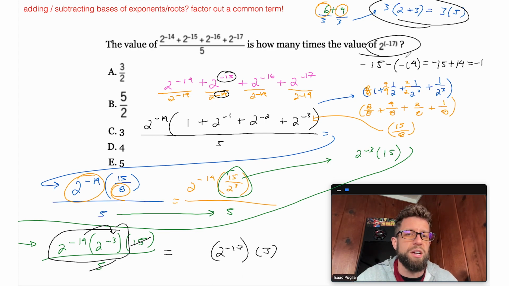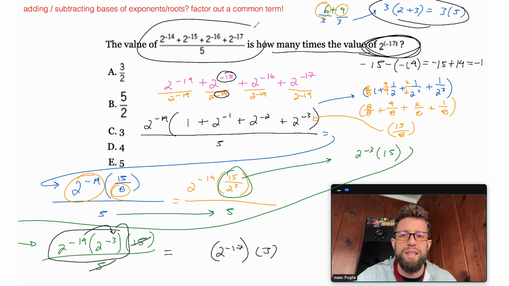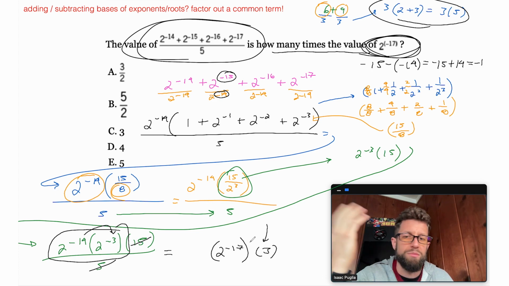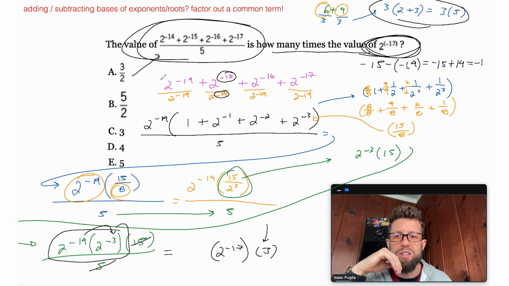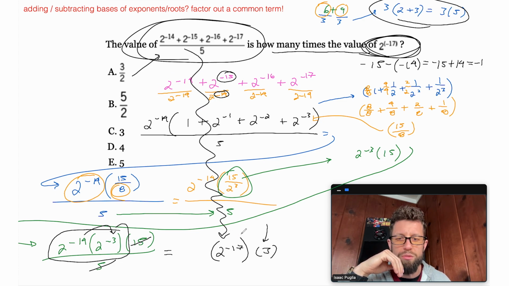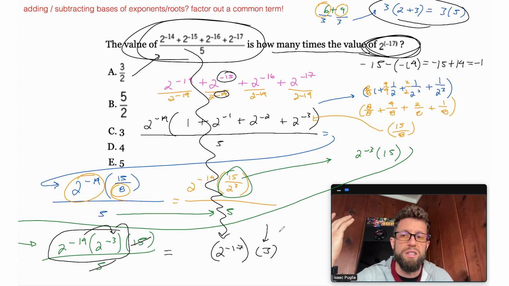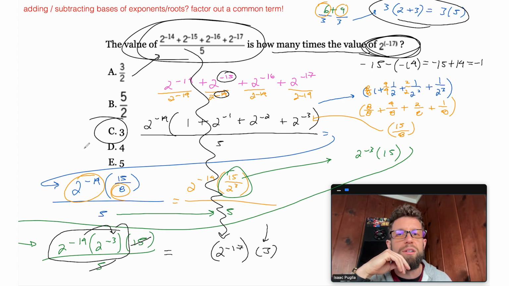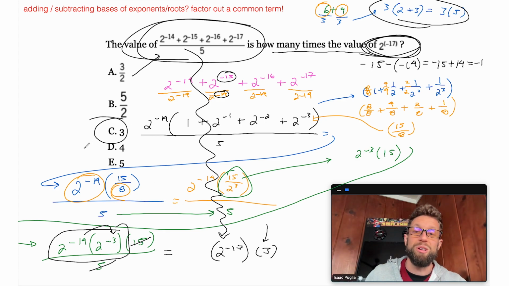news because what is my question asking me about? It's saying, how many times the value of 2 to the negative 17th is this thing? And right here, I've got my answer. Bam! It's 3 times 2 to the negative 17th. I took this expression and just reduced it, all the way down to 2 to the negative 17th times something, and bingo, I'm picking C, and I'm one step closer to grad school.